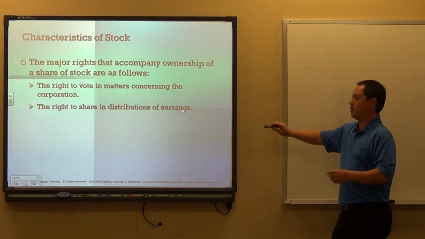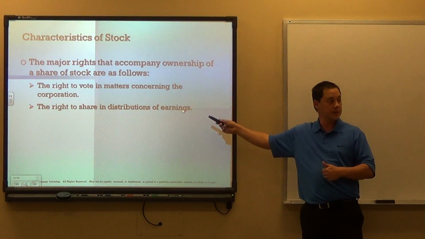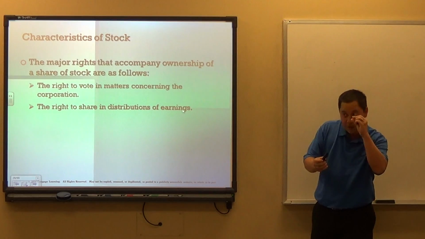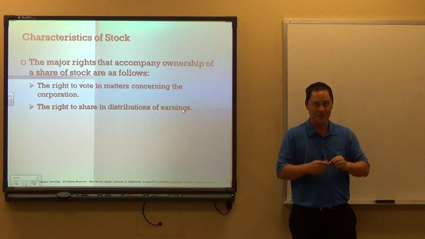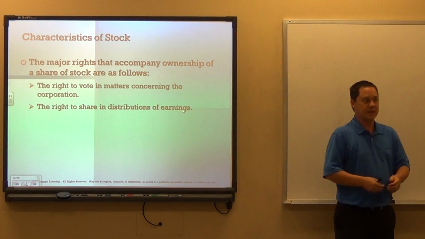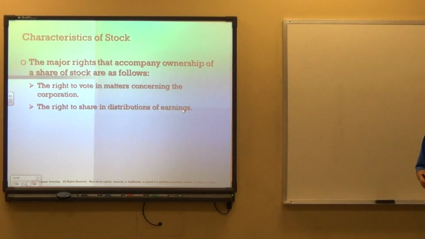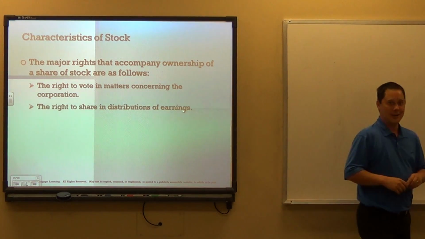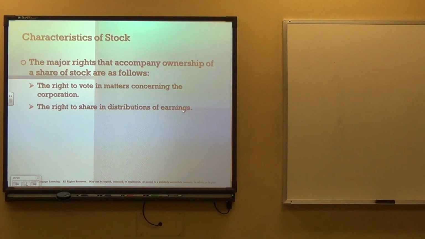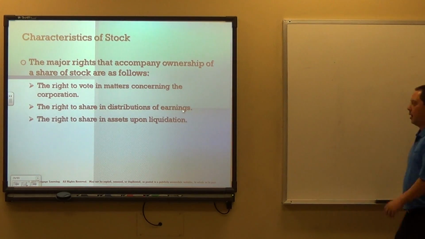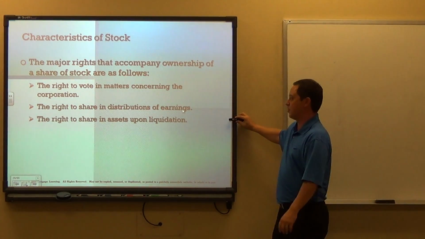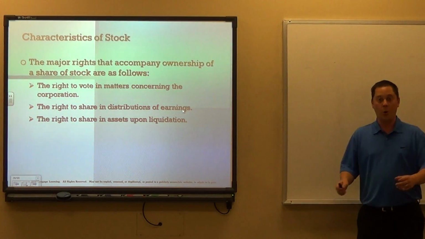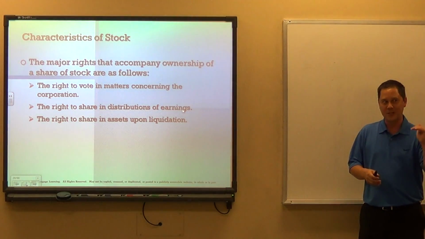I also have a right to the distribution of earnings, which is the dividends. I get a small chunk if I have one share versus somebody that has a million shares. They may say, I'm going to give you 40 cents per share. Well, that's 40 cents for my share and a half, whereas somebody that has a million shares gets $400,000. That's a lot more money. But basically, I'm able to share in that. You also have the right to share in assets upon liquidation. If they liquidate, you're pretty far down the list.